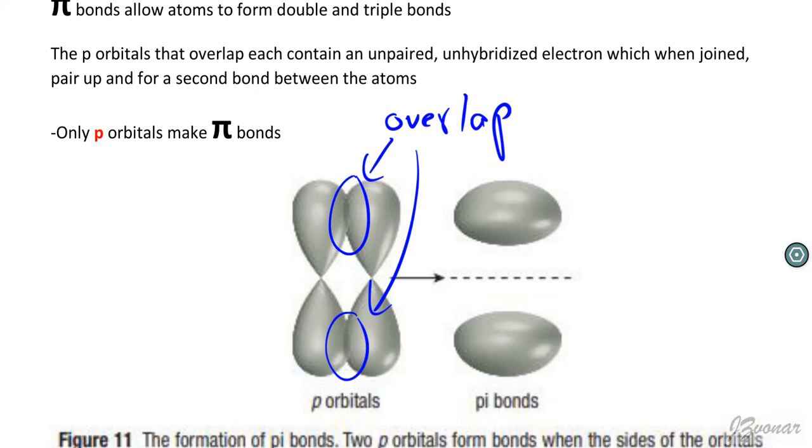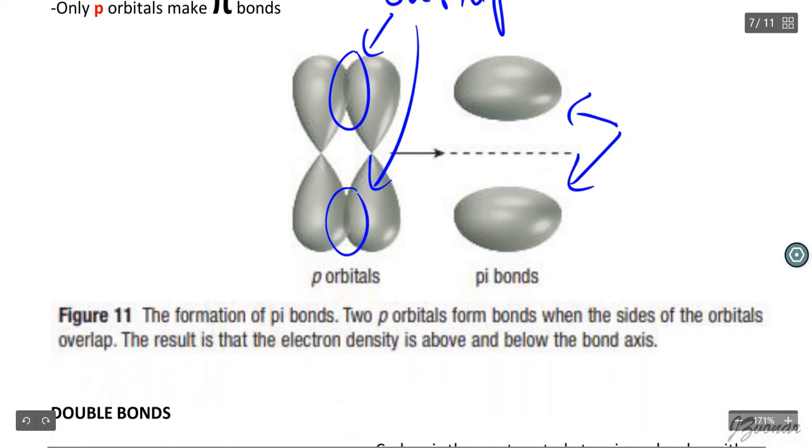This is where the electron can be found in a pi bond. So these two regions here and here, these are the two areas in which the electron pair can be found. They can be found in the upper electron density cloud, or they can also be found in the lower electron density cloud.